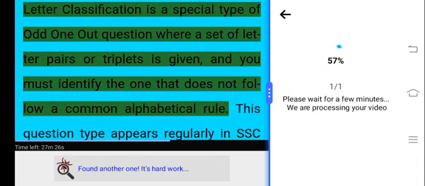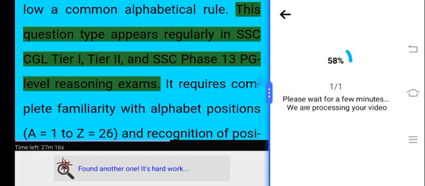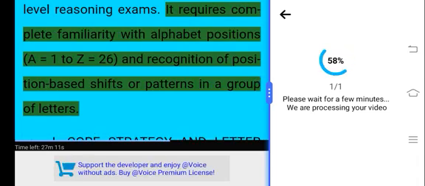Letter classification is a special type of odd one out question where a set of letter pairs or triplets is given, and you must identify the one that does not follow a common alphabetical rule. This question type appears regularly in SSC CGL Tier 1, Tier 2, and SSC Phase 13 PG level reasoning exams. It requires complete familiarity with alphabet positions, A equals 1 to Z equals 26, and recognition of position-based shifts or patterns in a group of letters.